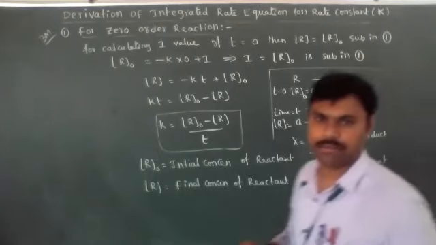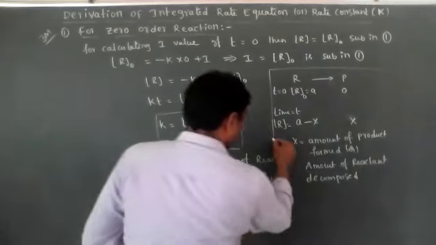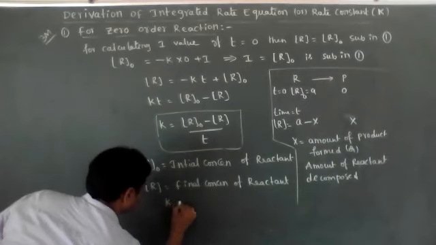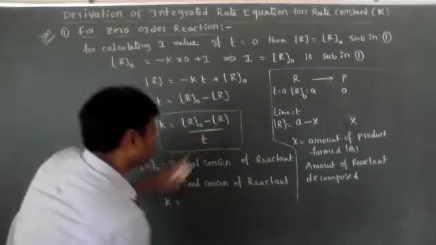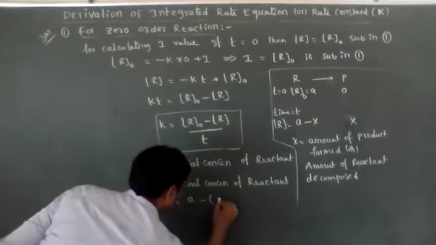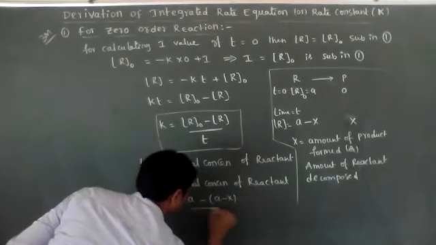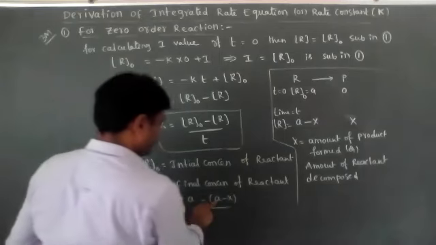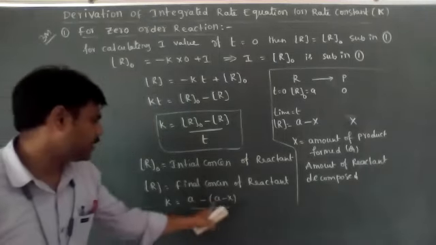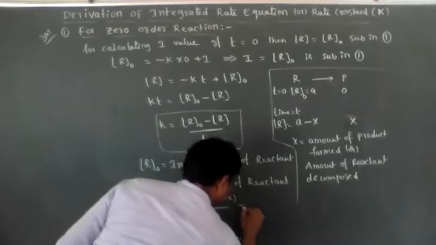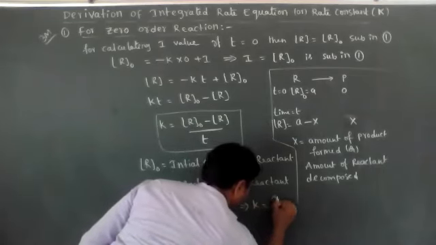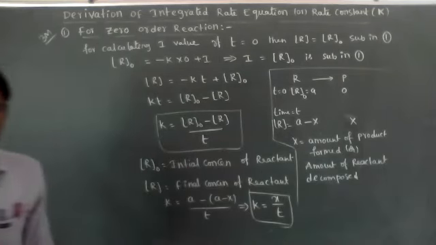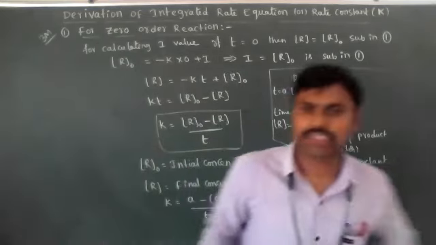So X indicates the amount of product formed or amount of reactant decomposed. Just substitute: K is equal to R naught minus R, which is A minus (A minus X), by T. So minus A and plus A will cancel, minus of minus becomes plus. Therefore, K is equal to X by T.